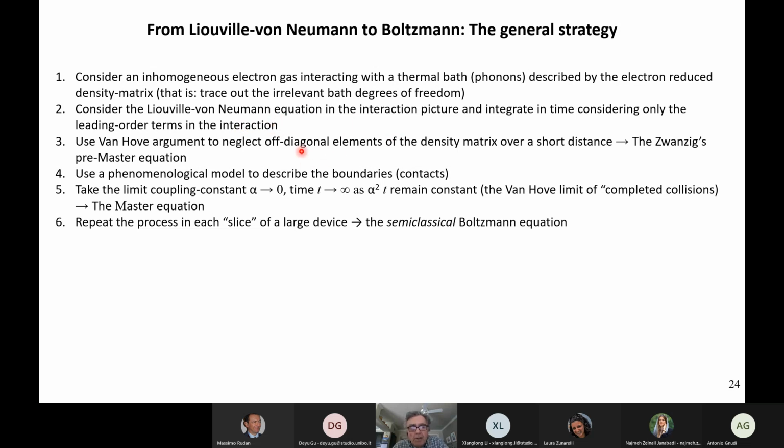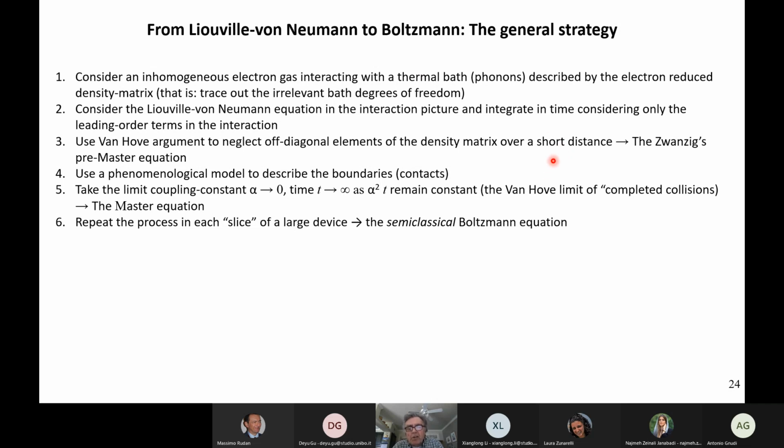Now the tricky part comes in. Now we have to use the Van Hove argument, that I will describe in a moment, to say that we can ignore off-diagonal elements of the density matrix as long as the chunk that I'm considering is short, meaning that the mean free path for these electrons is longer compared to the size of my device. Or if you wish, if I inject pure plane waves. I will tell you a little bit how Van Hove formulated this in an elegant way.